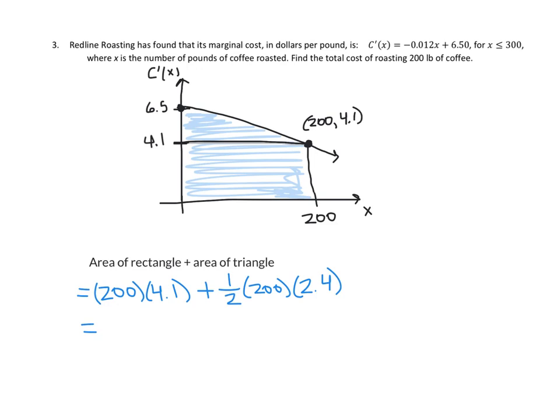Alright, and then when we simplify this, we get 1,060, and then we're talking total cost in dollars. So the total cost of roasting 200 pounds of coffee turns out to be $1,060.